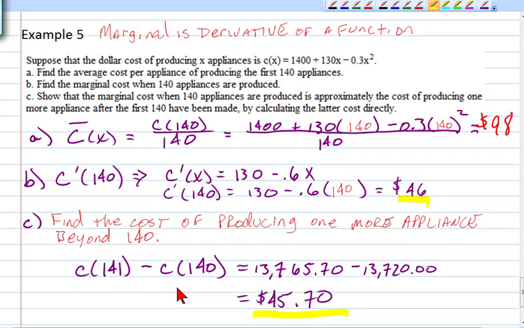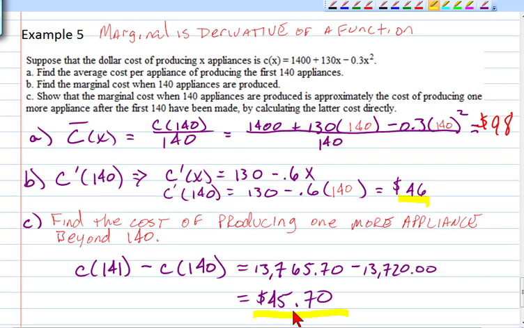It's like an instantaneous rate of change. So once you produce 140 items, your cost is changing at a rate of about $46 per item. We calculated the cost of producing 141 items minus the cost of producing 140, and this is actually the cost of the 141st item. Notice what's highlighted in yellow are very similar in value.